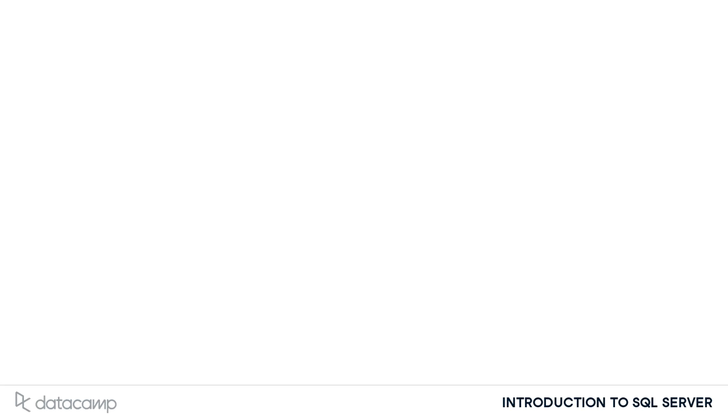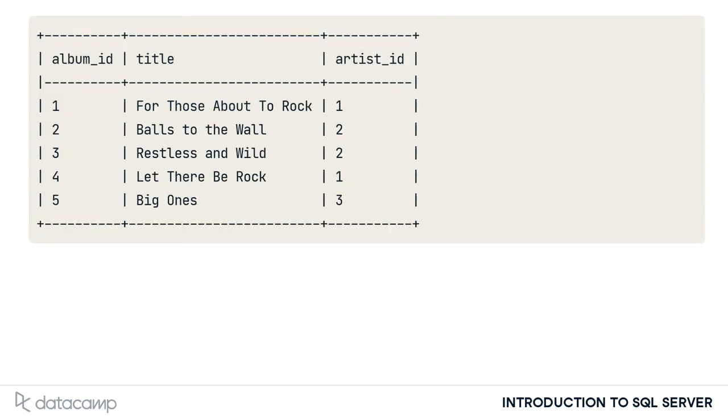Now let's look at the album table. Can you spot the primary key? Yes, it's the album ID column. It's common for the primary key to be named table name underscore ID. But you'll have noticed there is also an artist ID column. That also consists of integers and has the same name as the artist ID column in the artist table.